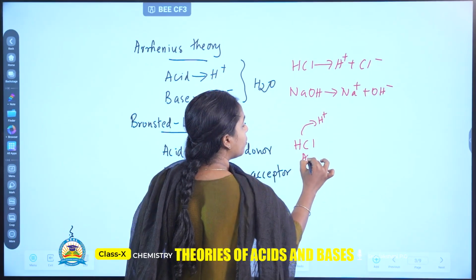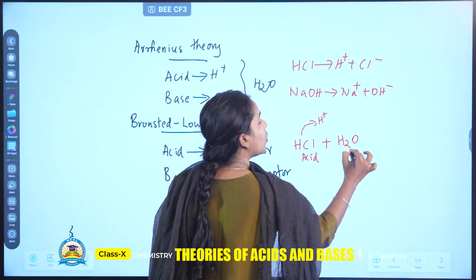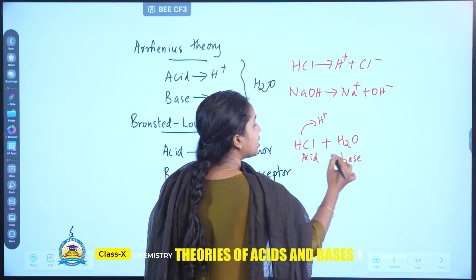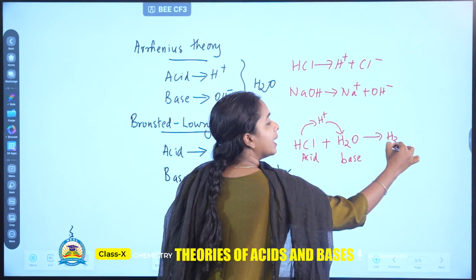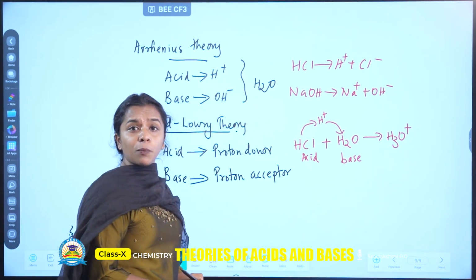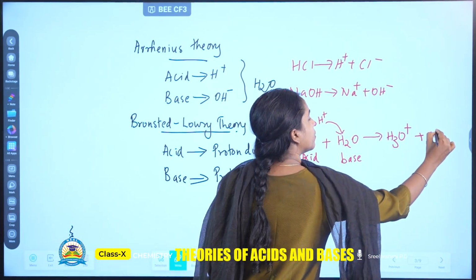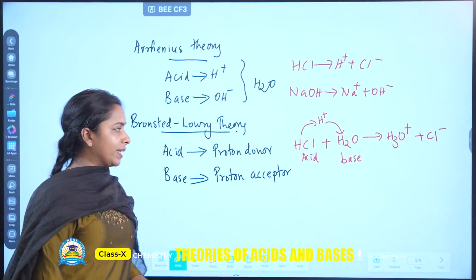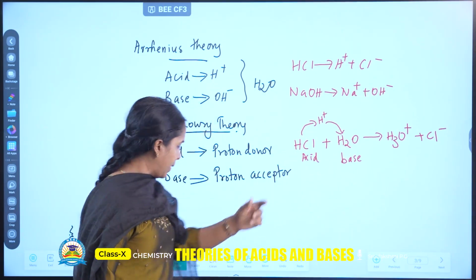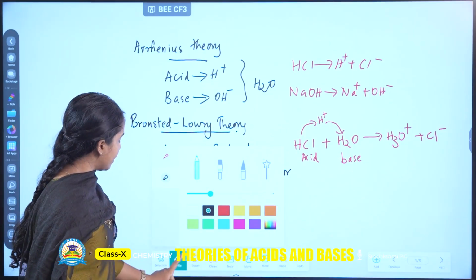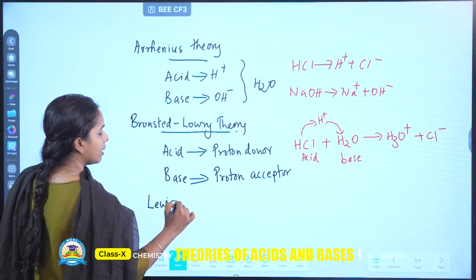So this one will be the acid, and here we will consider H2O as the base. So H2O will accept this proton and it will become H3O plus. What is this H3O plus? Hydronium ion. Along with that it will produce Cl minus. So here HCl is the acid and H2O is the base.